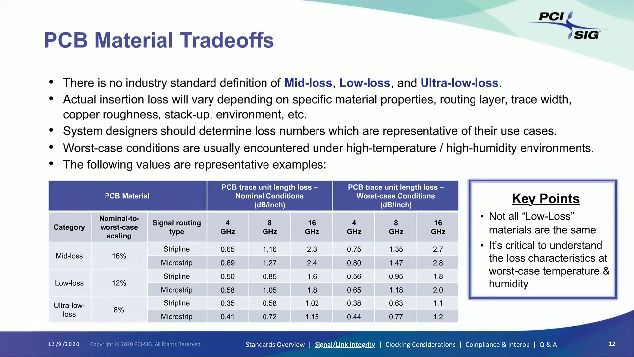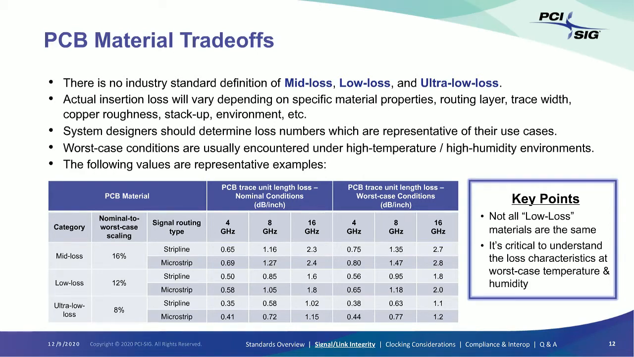In this table we have here, we're showing some examples of common materials which would generally be considered mid-loss, low-loss, and ultra-low loss. And we're also showing the degradation of going from nominal conditions to worst-case conditions. And you can see that the insertion loss may degrade by between 8 and 16%, depending on the material properties. Also, the type of routing, whether it's strip line in a buried layer or microstrip on the surface layer, affects the insertion loss per inch, with microstrip having higher loss per inch.